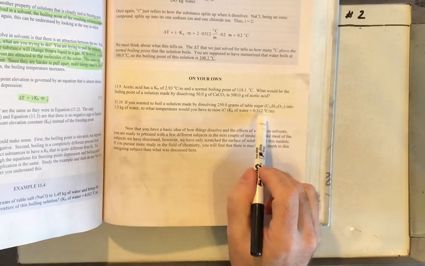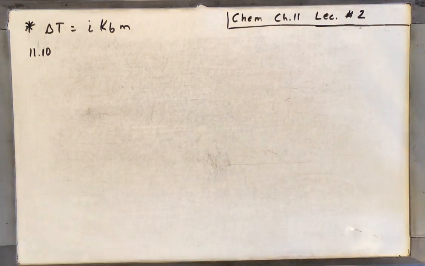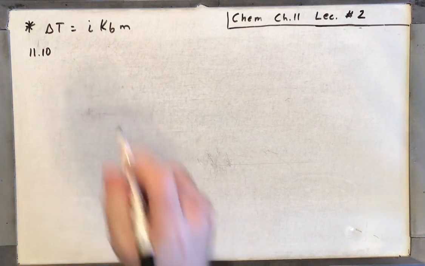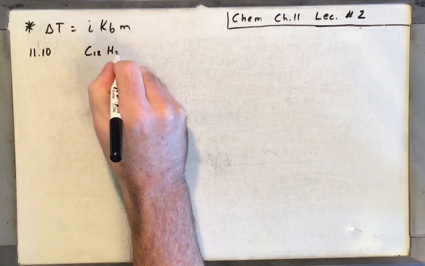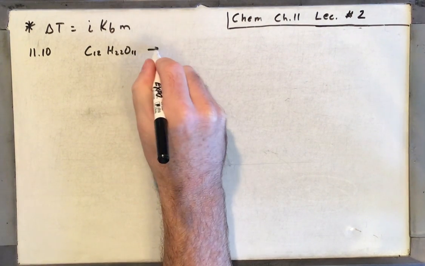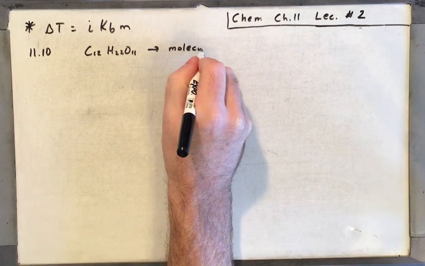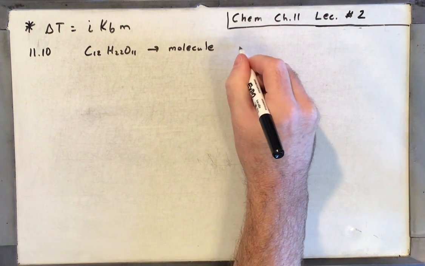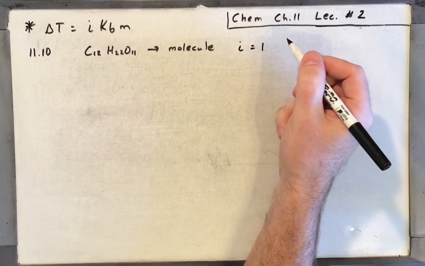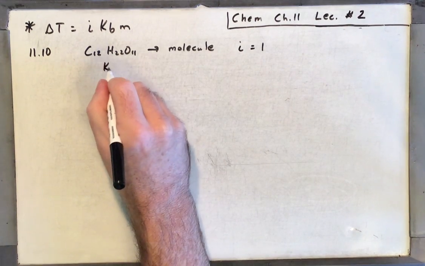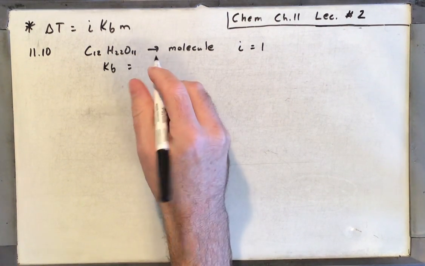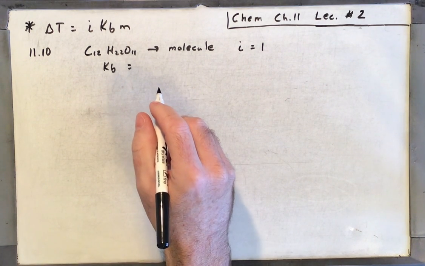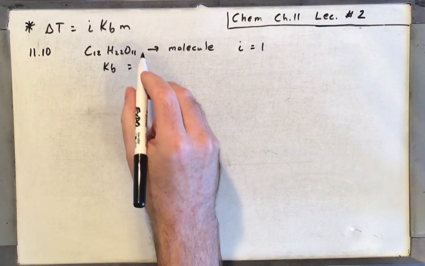And K sub B of water is 0.512. So we're back to a solvent of water. Our table sugar is C12H22O11. That is not an ion. That is a molecule. When I was teaching you just a few minutes ago about freezing point depression, we said for a molecule, i is always equal to 1. We know that K sub B for water, that's in the problem. You'll always be given that, and that is 0.512.